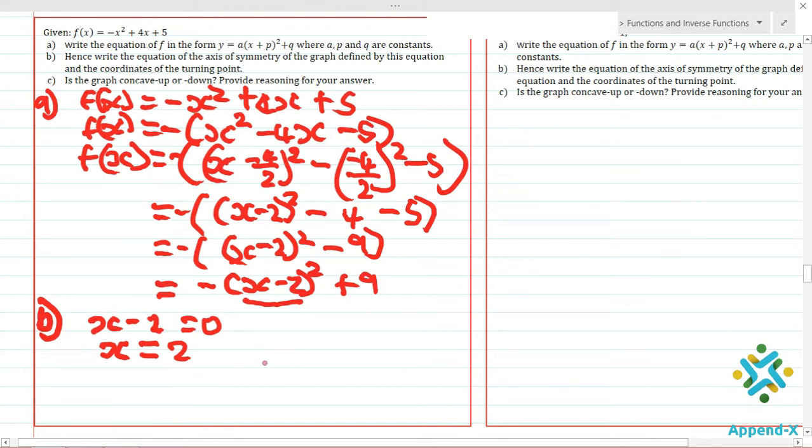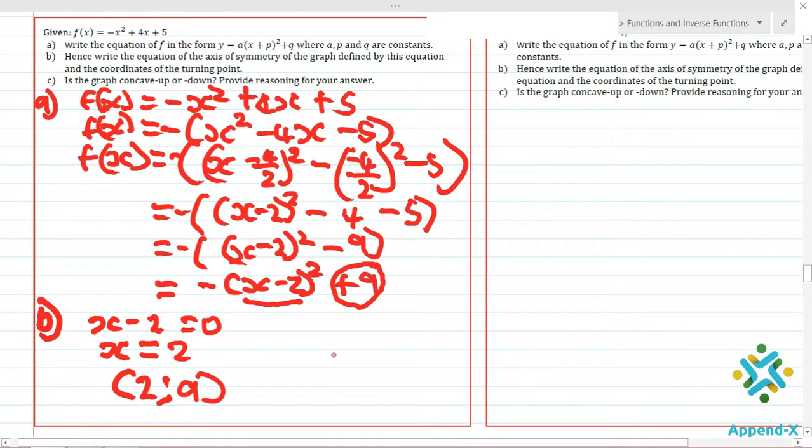Now the turning point is given by the value of the axis of symmetry as the x coordinate, okay? And the y coordinate is this positive 9, okay? So the turning point coordinates are 2 and 9, okay?